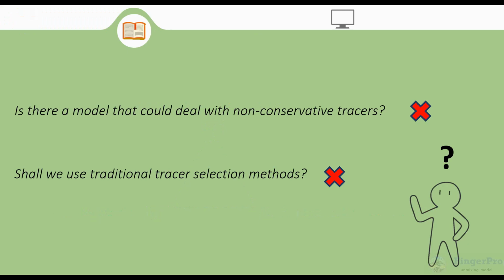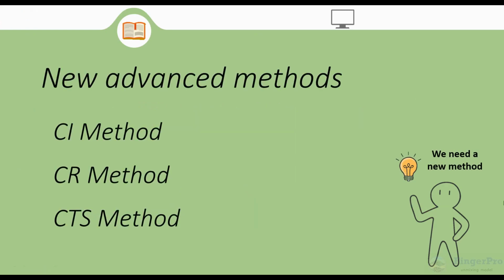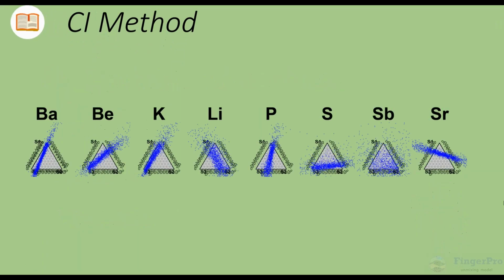So, if we cannot trust the previously implemented methods, and both types of models are affected by erroneous or non-conservative tracers, what can we do? No worries, as once they were proved obsolete, more advanced methods were developed, such as the CI, the CR, and the CTS, which we will take a look at in this video. Beginning with the CI method.